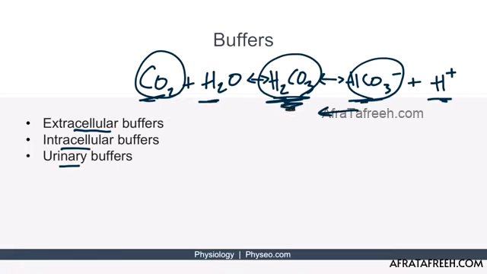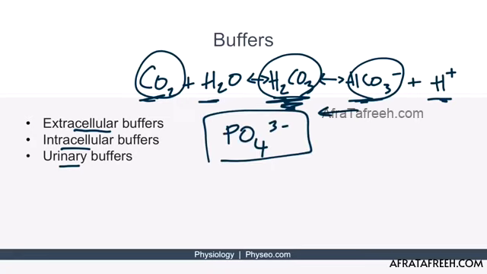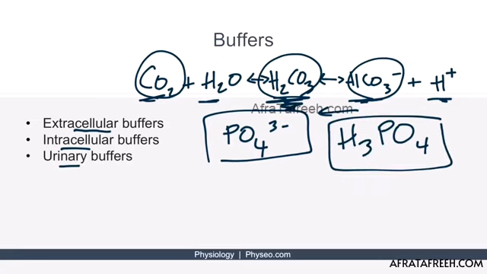Another minor extracellular buffer you need to be aware of is inorganic phosphate. Recall that inorganic phosphate can bind up to 3 hydrogen ions. Likewise, phosphoric acid, or H3PO4, can lose 3 hydrogen ions. In this way, inorganic phosphate is useful in acting as a buffer because it can easily donate hydrogen ions during an alkalosis or bind up hydrogen ions during an acidosis.